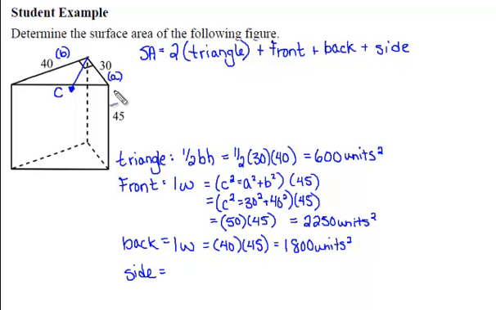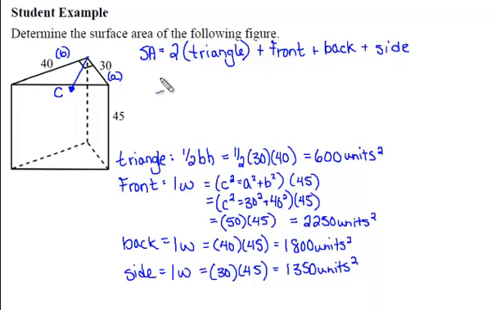All I have left now is that one side, this side right here. The length of that side is 30. Remember, it's just length times width again. So the length is 30, the width is 45. 30 times 45 is 1,350 units squared.